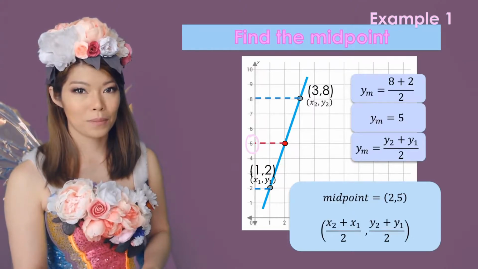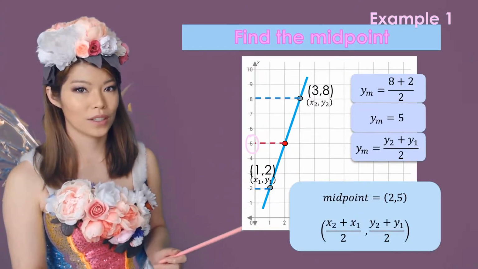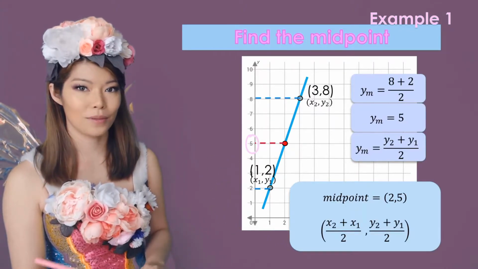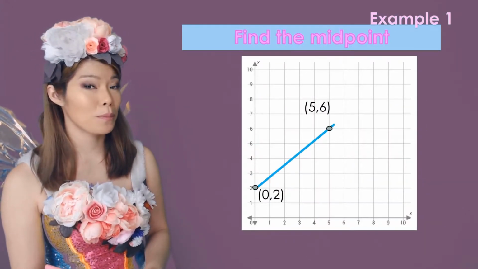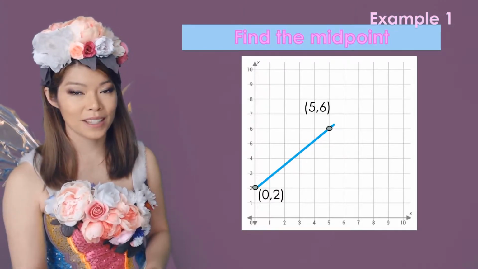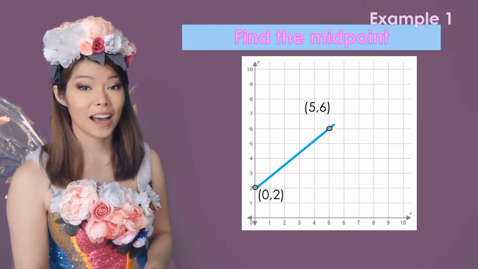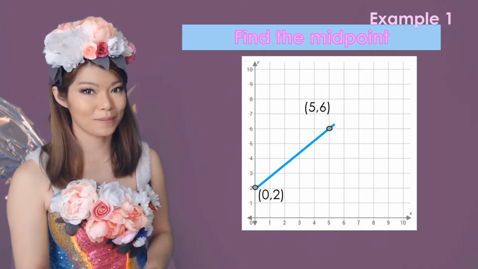So to find the midpoint, 2, 5, what we did was to find the average of the x and the average of the y. Let's try an example. Here we have 2 different points. You might want to pause the video and use the formula yourself and see if you get the correct answer. And unpause when you're ready to see the solution.